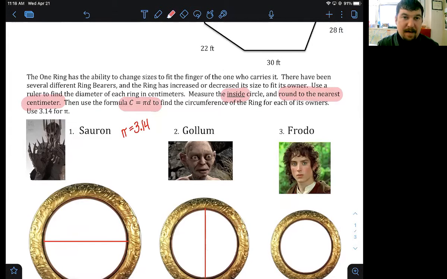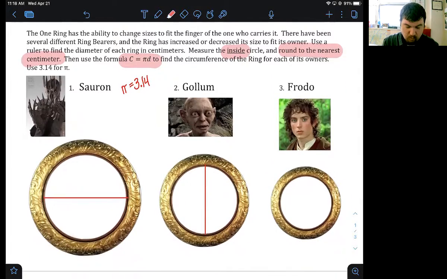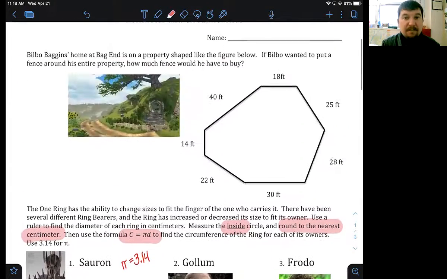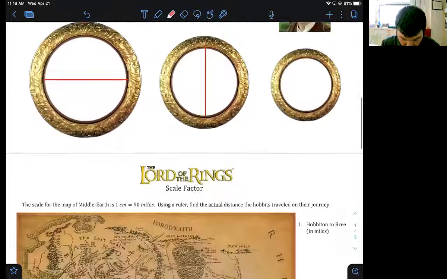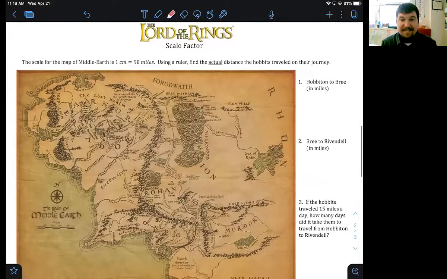So you're going to round to the nearest centimeter. Then you're going to multiply by pi. So you want your diameter to be to the nearest centimeter. And so you can write and label your answers for the problems on this side of the worksheet. When you get to the back side of the worksheet, this is a map of Middle Earth.